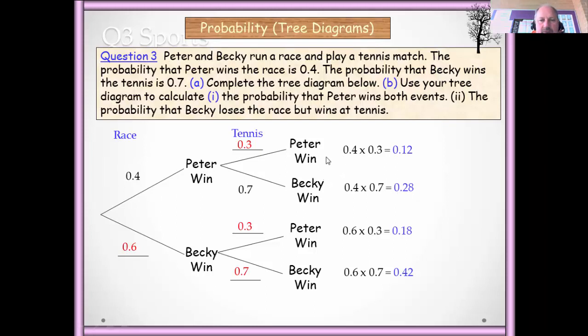Two things to note with this tree diagram. Those two probabilities there add up to 0.4, the original split. Those two probabilities there add up to 0.6, the original split here. All four probabilities still add up to 1. At each split, you'll see the probabilities add up to 1.